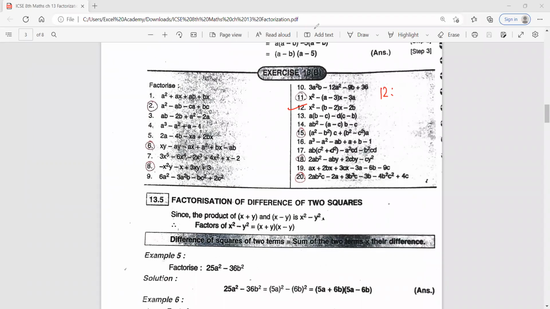12th by grouping. Okay, so how do you do it by grouping? First of all, it will be x square minus into bracket b minus 2 times x minus 2b. Now you have to open the brackets and simplify. So you will get x square minus bx plus 2x. Why plus? Because minus minus becomes plus. So plus 2x minus 2b.